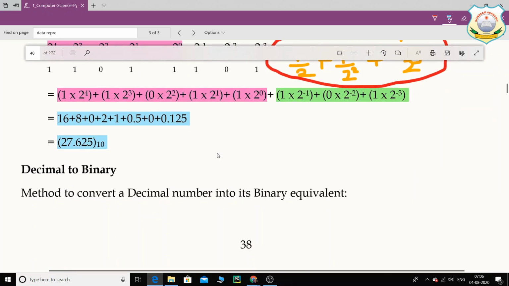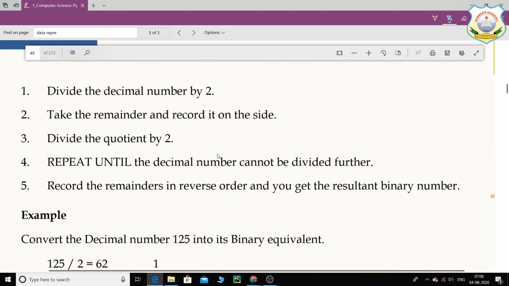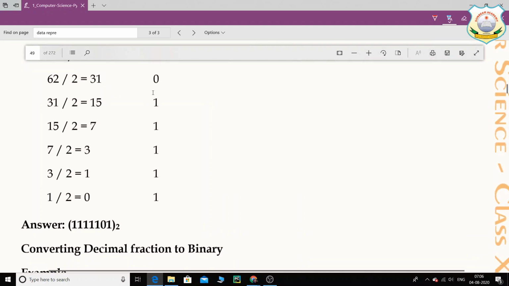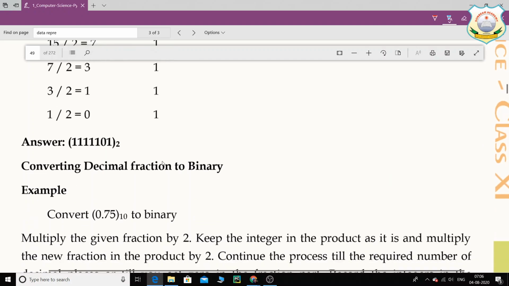Then decimal to binary, it is pretty simple. We have done this procedure. I don't think we need to do anything into this. We have to just keep on dividing it by 2 and we are supposed to collect the numbers from bottom to up. So this is anyway.